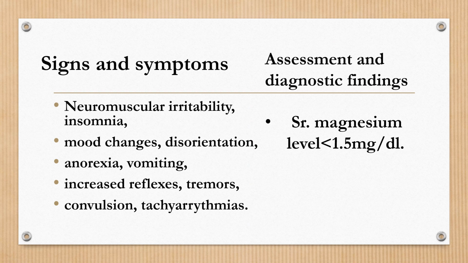Then the patients will present with neuromuscular irritability, insomnia, mood changes, disorientation, anorexia, vomiting, increased reflexes, tremors, convulsion, and tachyarrhythmias. Tachyarrhythmias may be ventricular tachyarrhythmias or atrial tachyarrhythmias. That is, patients present with increased heart rate and so on. So on assessment, laboratory examination shows the serum magnesium level will be less than 1.5 milligram per deciliter.